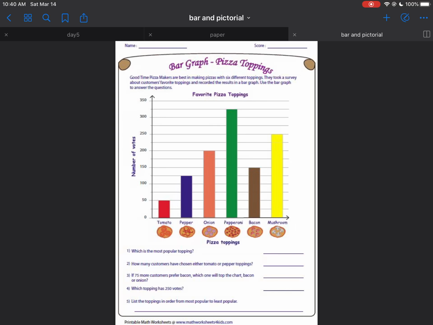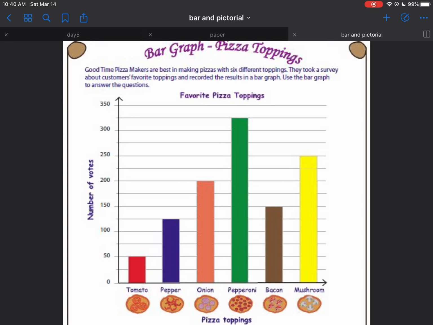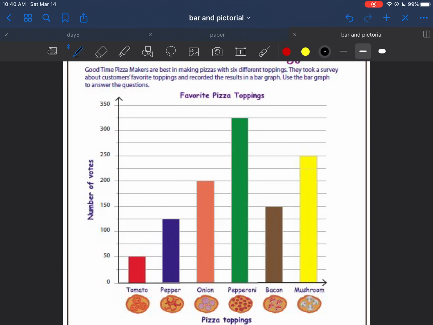Remember, bar graphs have bars that present our data, okay? So the first thing that I like to do, or that I have taught my class, is to analyze the graph first before answering the question. So I'm going to zoom in here, and I'm going to read or try to understand what my graph is talking about. So the part right here says, Good Time pizza makers are best at making pizzas with 6 different toppings. They took a survey about customers' favorite toppings and recorded the results in a bar graph below. Use the bar graph to answer the questions.